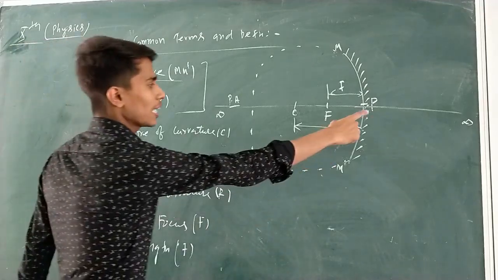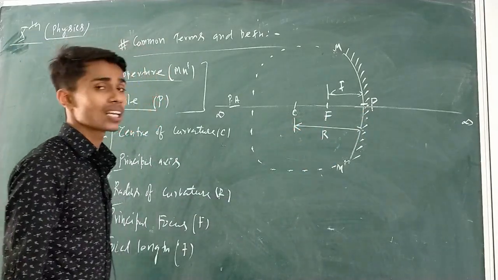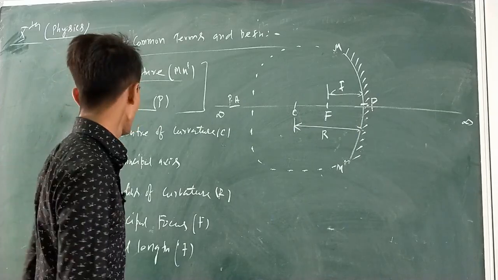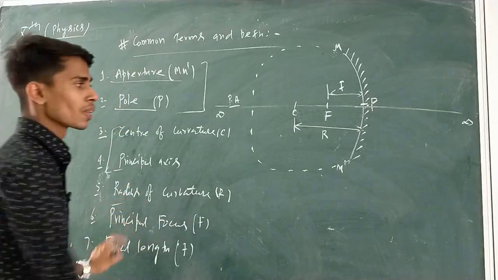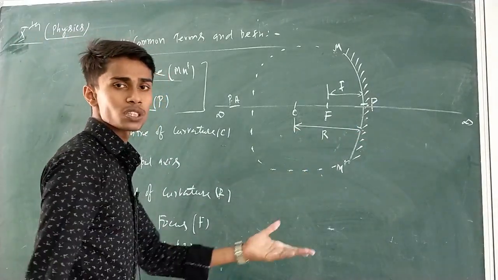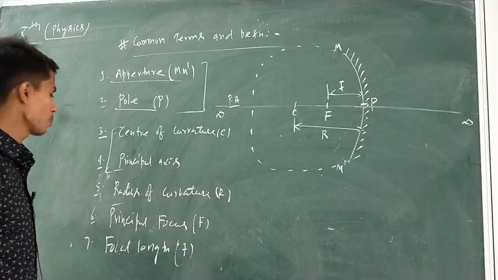Principal axis: a straight line joining pole and center of curvature of a spherical mirror, which goes to infinity in both directions, is called principal axis. How could you define radius of curvature? The distance between pole and center of curvature on principal axis is called radius of curvature. It is represented by capital R.